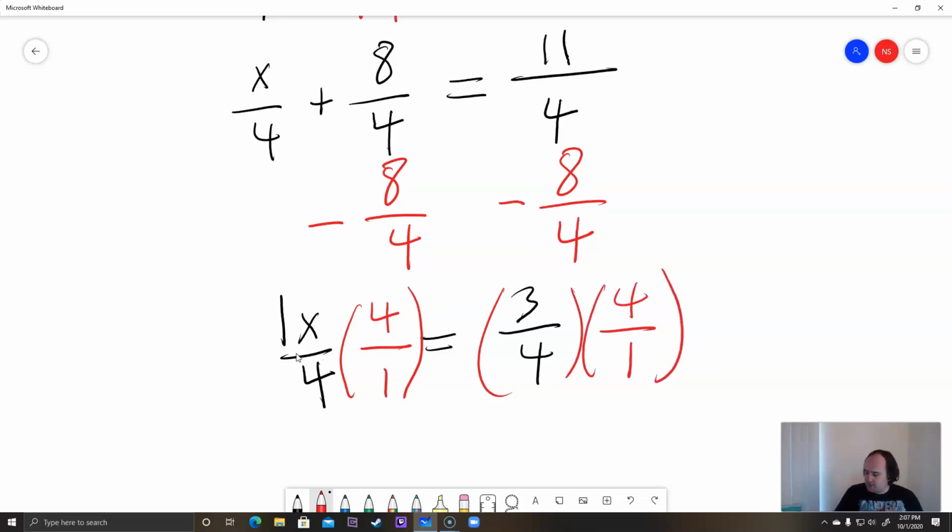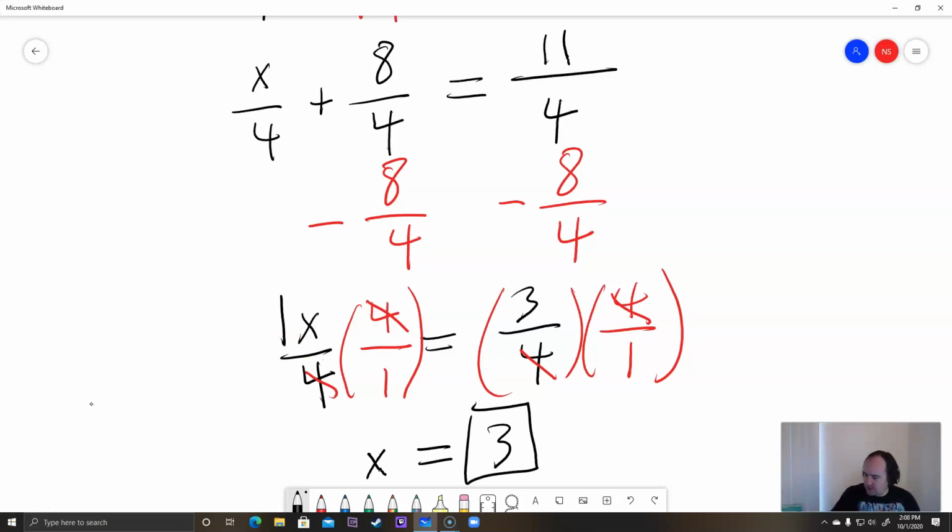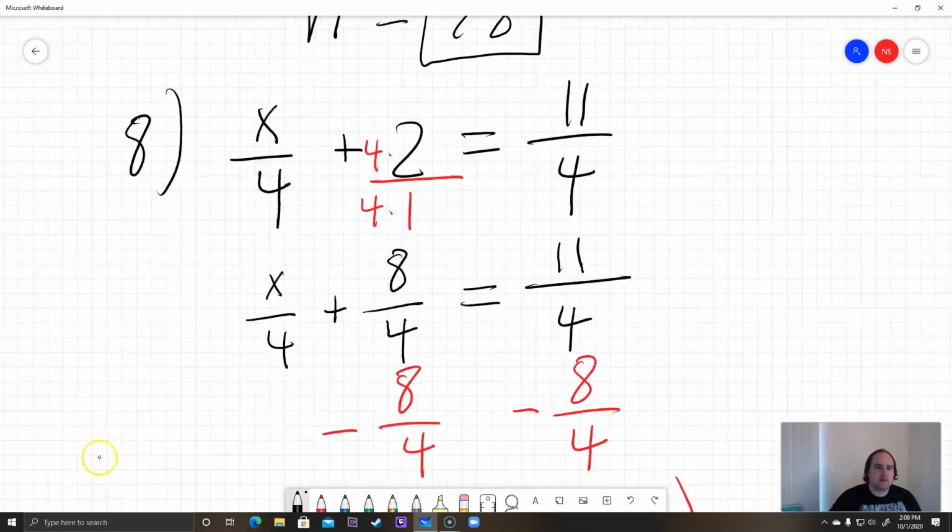So on the left side, the 4's cancel, and we just get x. And then on the right side, the 4's also cancel. So we get 3 over 1, which is 3. So on the right side, we get our answer: x equals 3. Alright, so our answer is 3. Okay, that was problem number 8.